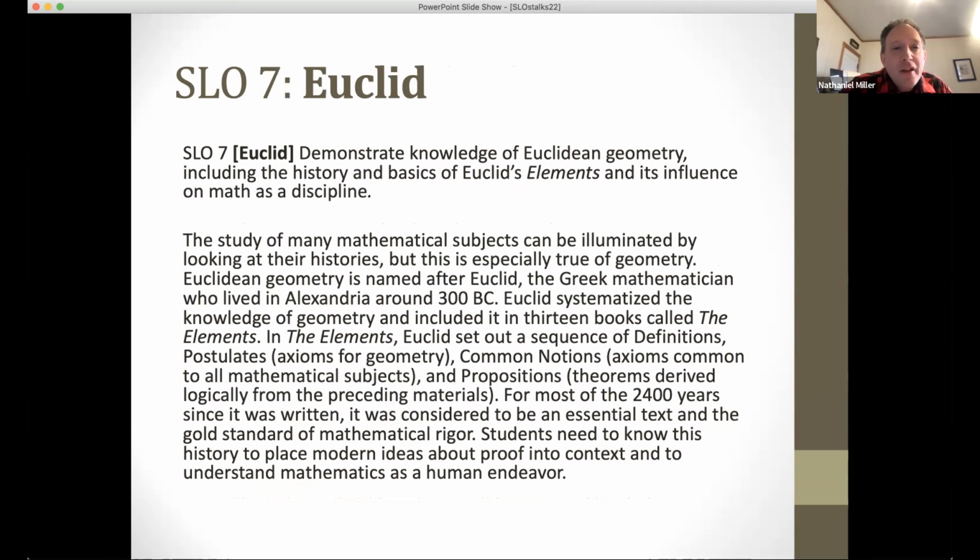Euclid: we would like students to have a chance to talk about Euclid's Elements and its effect on math as a discipline.